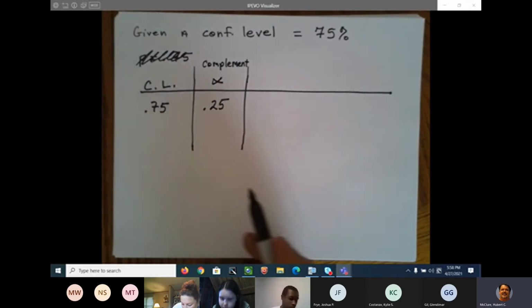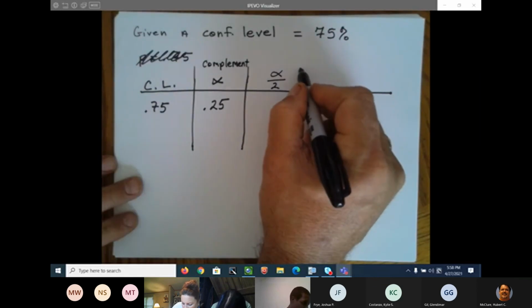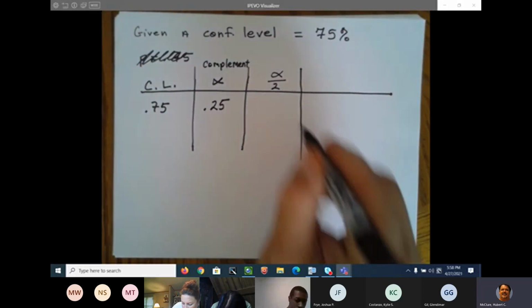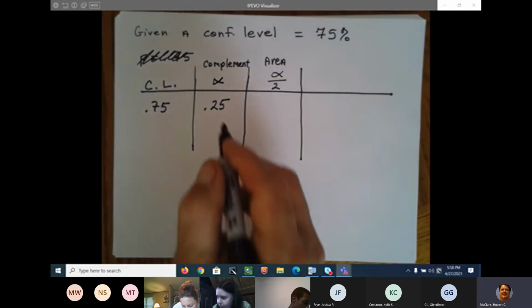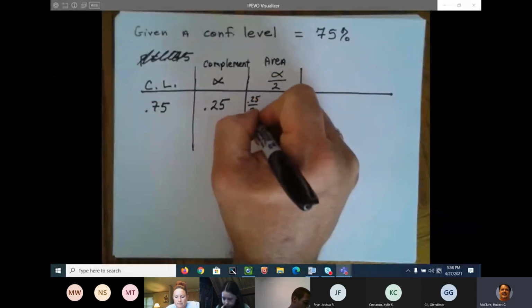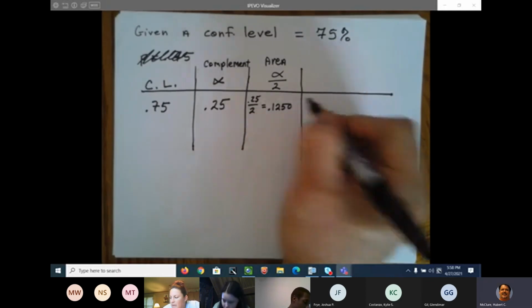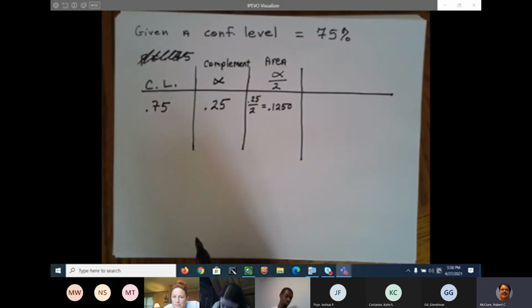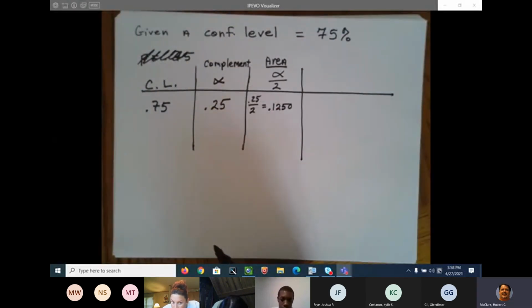And now you're going to take alpha and divide it by 2. And that's going to be your area. So 0.25 divided by 2 is going to be 0.1250. Why do you always add a 0? Because what is area? How many digits is area? 4. Okay.